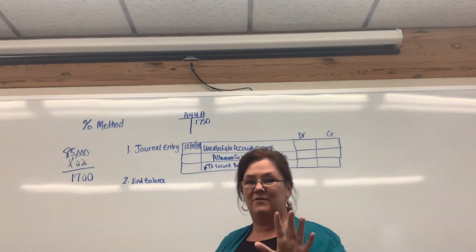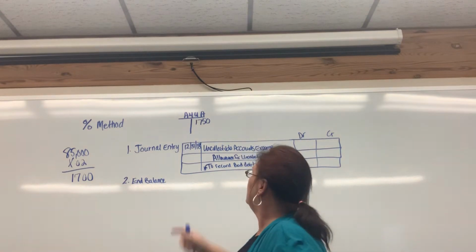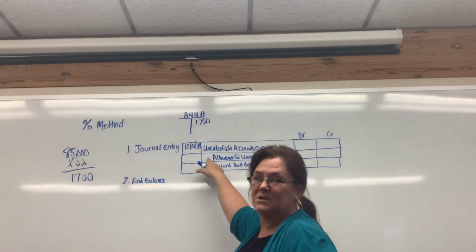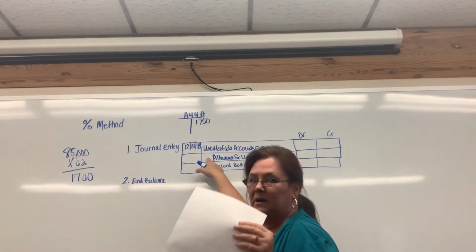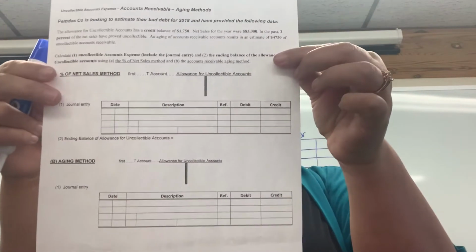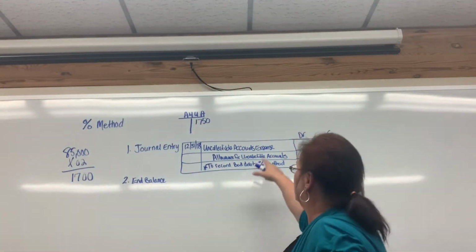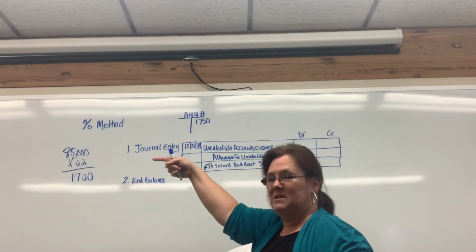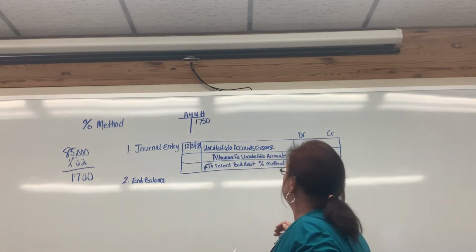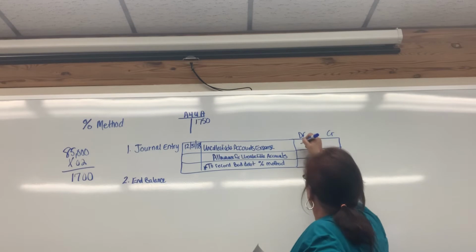Every journal entry has three parts: a date, at least one debit, and at least one credit. Those debit and credit names are in your textbook, as well as on the example that I gave you. The first one is an expense. Expenses are always debited, so that's on the top. It says uncollectible accounts expense. Plug in that amount, $1,700.